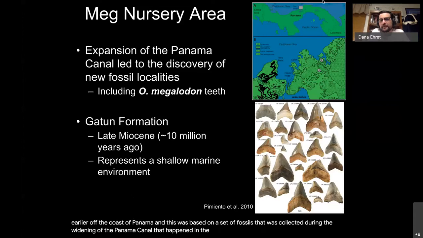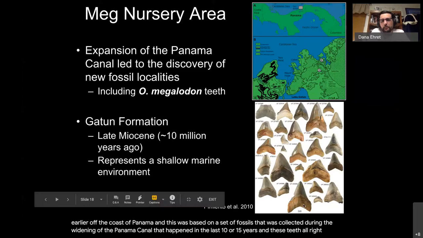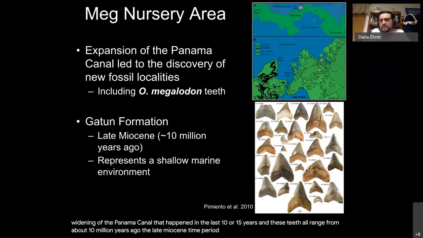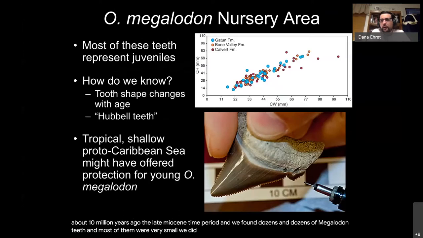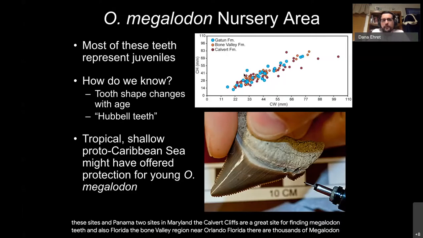And these teeth all range from about 10 million years ago, the late Miocene time period. And we found dozens and dozens of Megalodon teeth, and most of them were very small. And so what we did was we compared all of the teeth that we found from these sites in Panama to sites in Maryland. The Calvert Cliffs are a great site for finding Megalodon teeth. And also Florida, the Bone Valley region near Orlando, Florida, there are thousands of Megalodon teeth. And we compared those and plotted their size along with what we were finding from Panama.